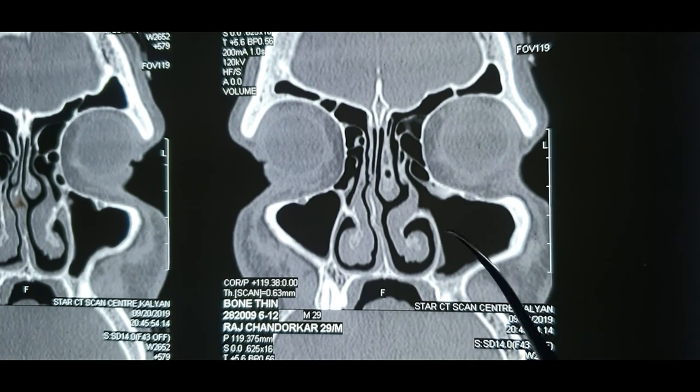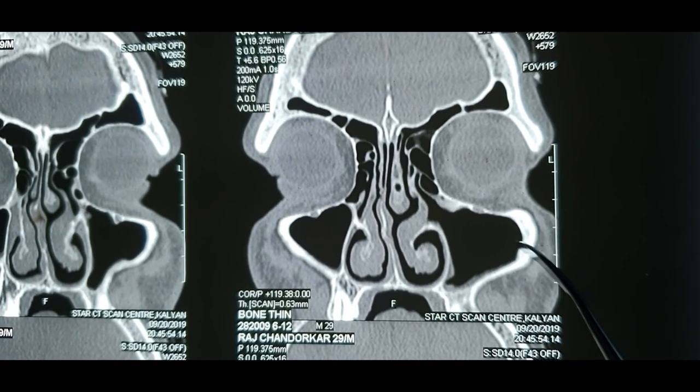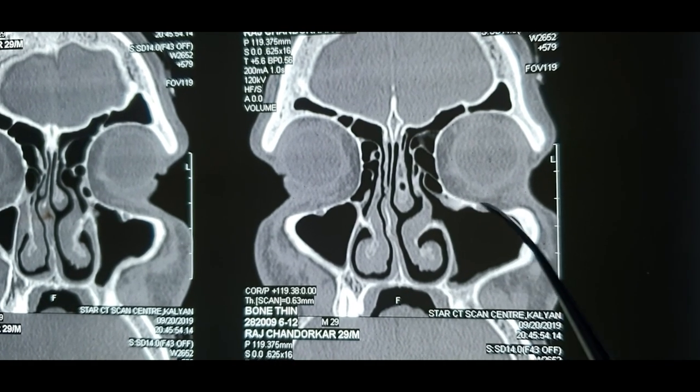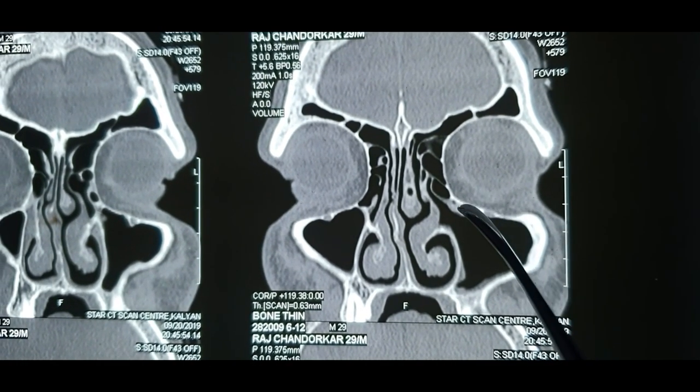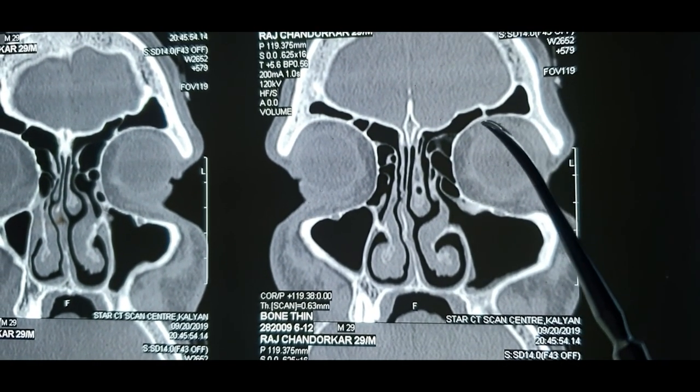This entire thing is the maxilla. This is the medial wall of the maxilla, the lateral, anterior lateral, and the roof of the maxilla. So the roof of the maxilla is the floor of the orbit. This is the roof of the orbit.